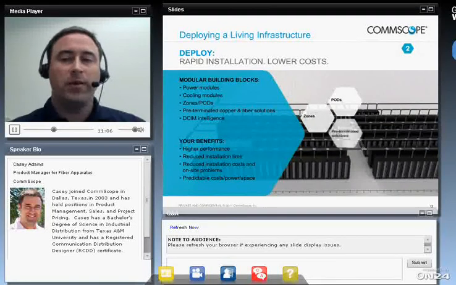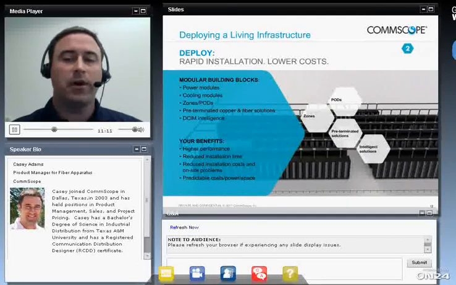Probably one of the highest benefits of the modular approach is the rapid installation that allows lower costs. How long will a crew be on site? Is there scheduled downtime? If there is, would you prefer to run your installations in parallel rather than serial?